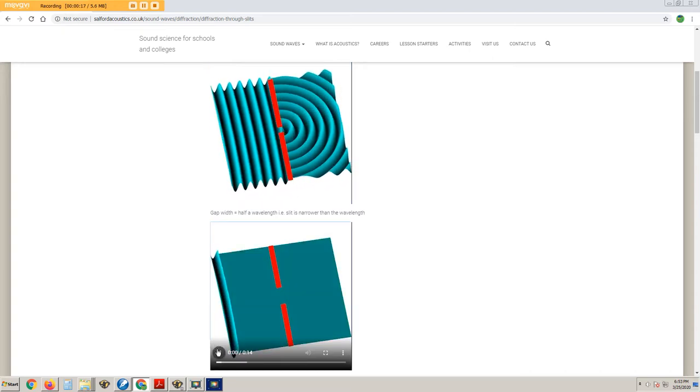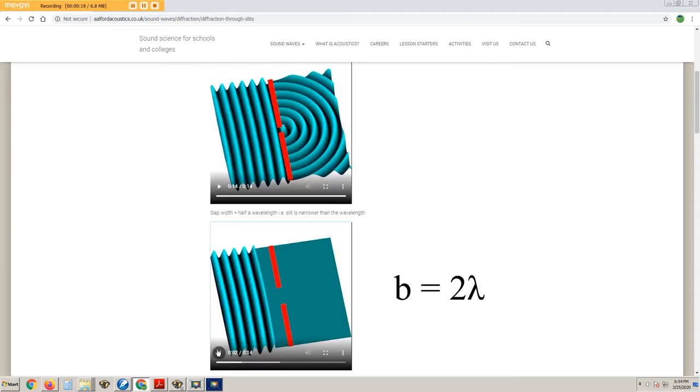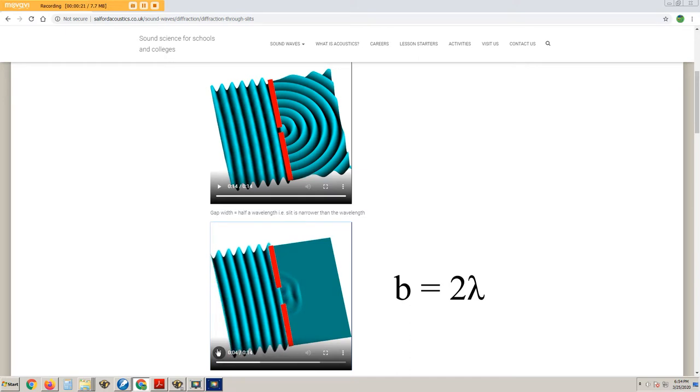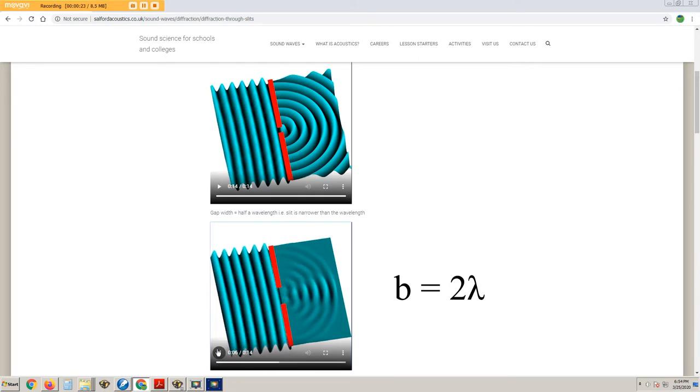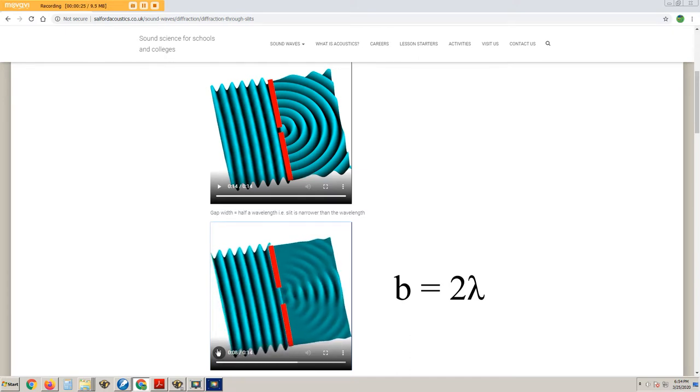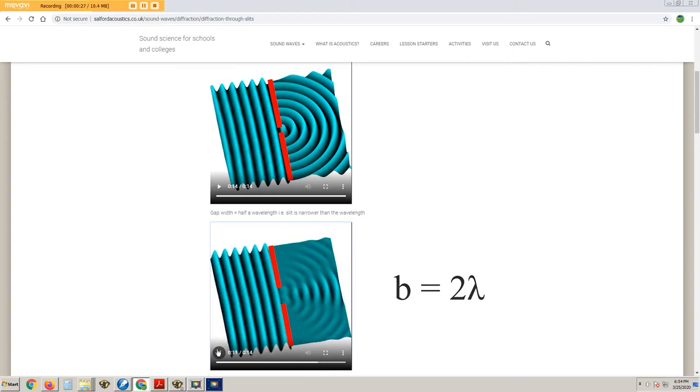In the lower animation, width B is 2 times larger than the wavelength, and we see less diffraction or spreading in the wave that mostly continues in the forward direction.